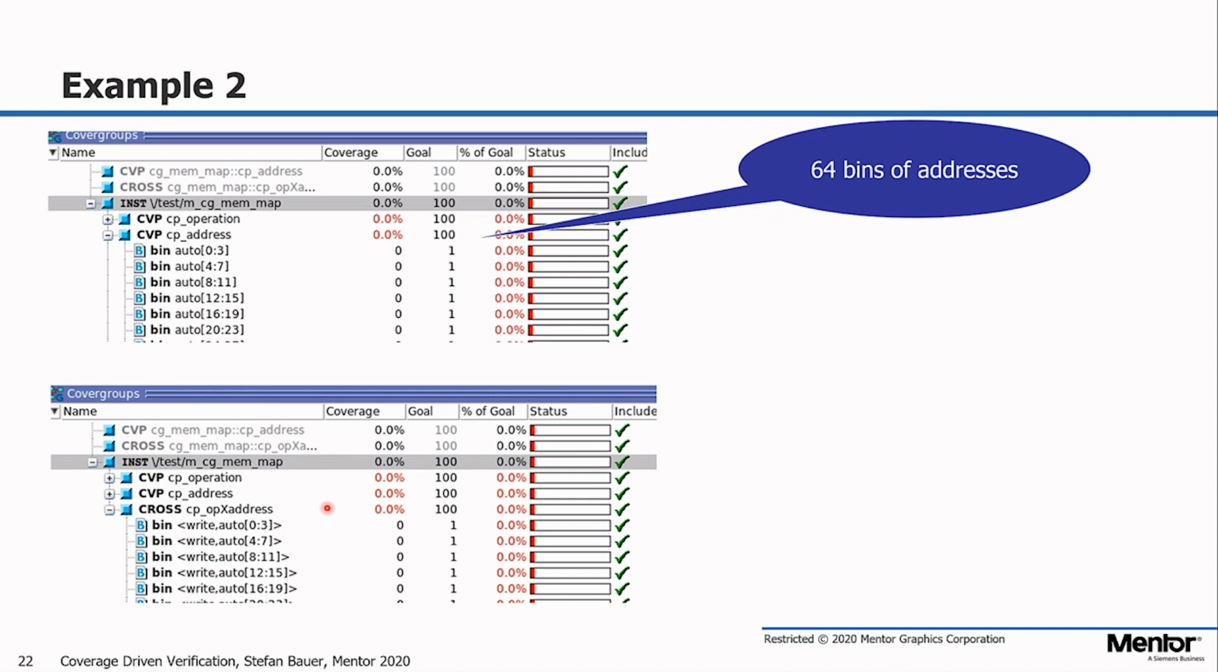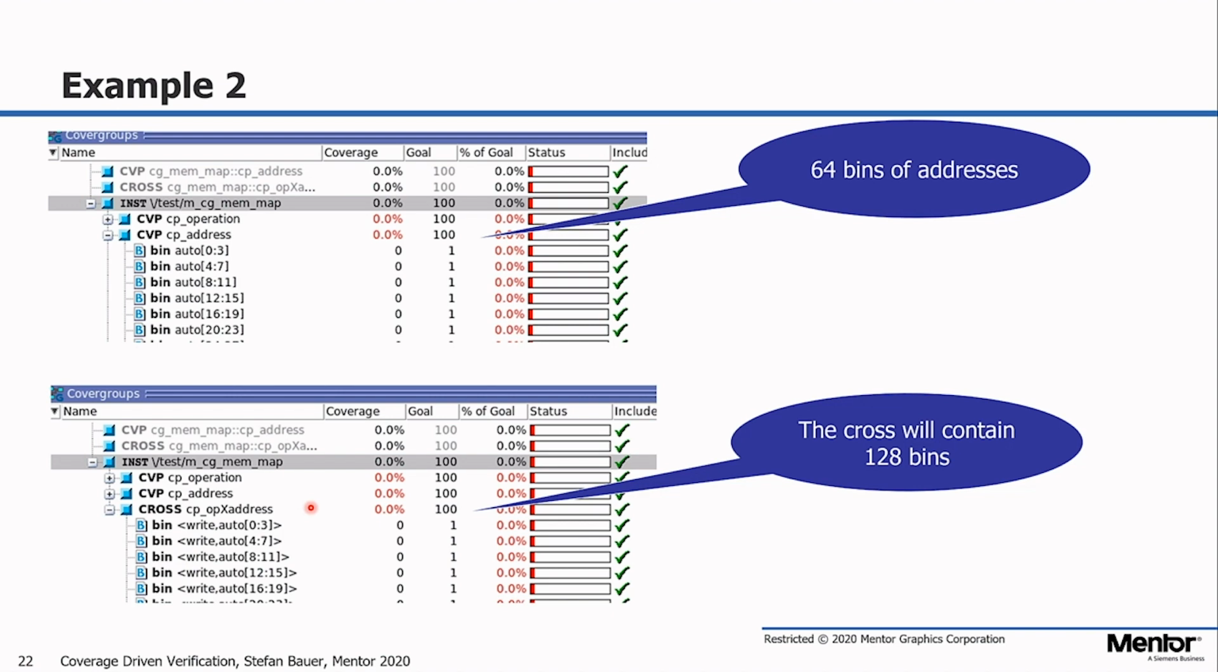If you look down to this window here, you will see the cross item between the operation and the address. This cross will contain 128 bins because it's automatically crossing the operation and the address. The result name for each bin is write auto 0 to 3, write auto 4 to 7, and so on and so on. Now, as I said before, a big advantage of crossing cover points is, what if you update the address range? It will automatically apply inside the cross item here again, and you will see different ranges here. So again, quite easy to debug.